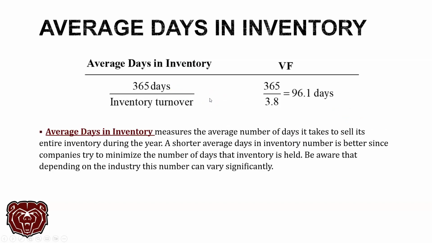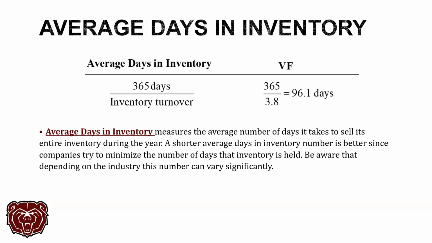So the next one is average days in inventory. How long does something sit on your shelf, right? That's kind of the measurement here. How many days does it take to sell the entire inventory during the year? How long does our inventory just sit around before we sell it? Okay, so the shorter the better here, the smaller the number the better, because what are we trying to do? Well, we consider inventory to be a current asset, meaning we expect to sell it quickly. We expect to turn it into cash fairly quickly. So we really try to minimize the days in inventory.